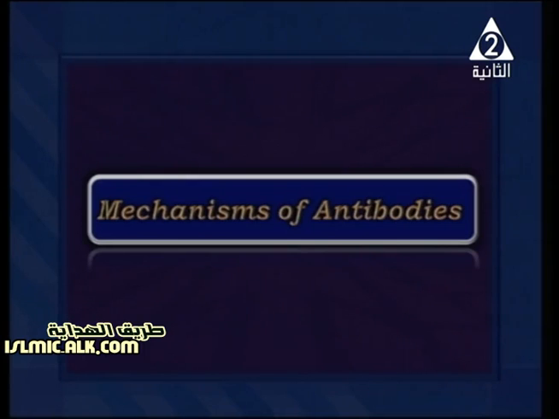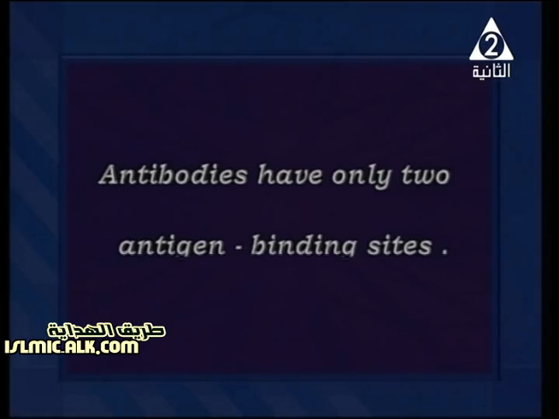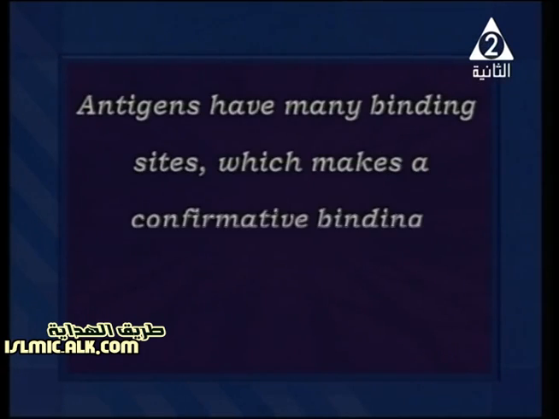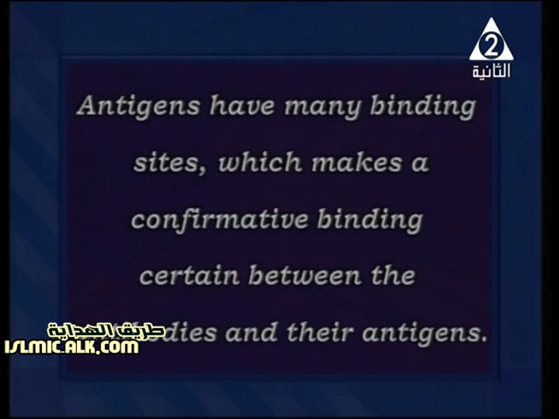After that, we need to know the mechanism of the antibodies, how they work inside our body. Well, antibodies have only two antigen binding sites, while the antigens have many binding sites, which makes the binding between the antibodies and their antigen certain.